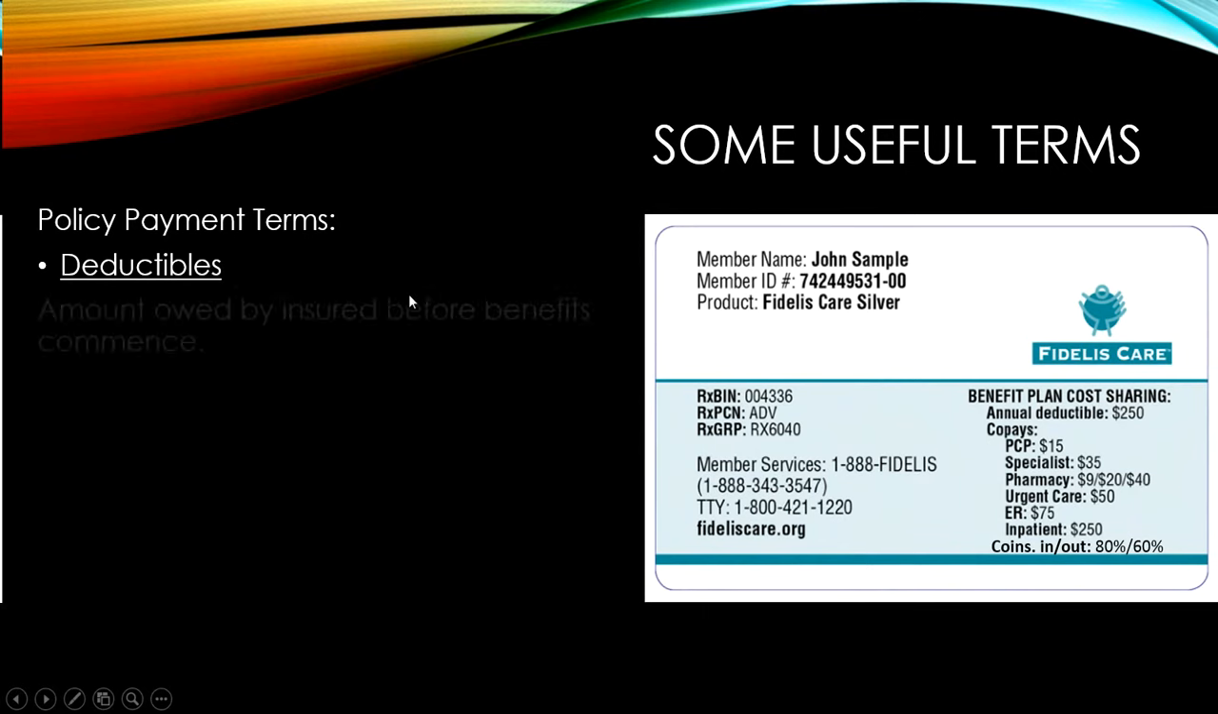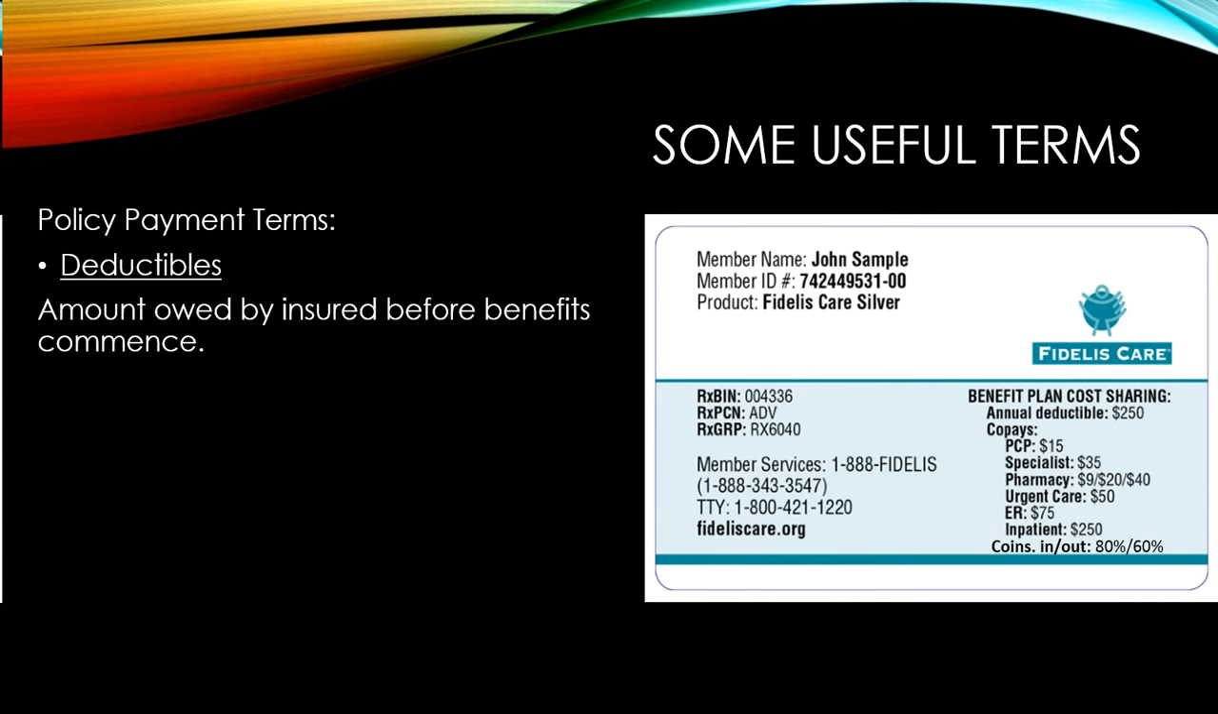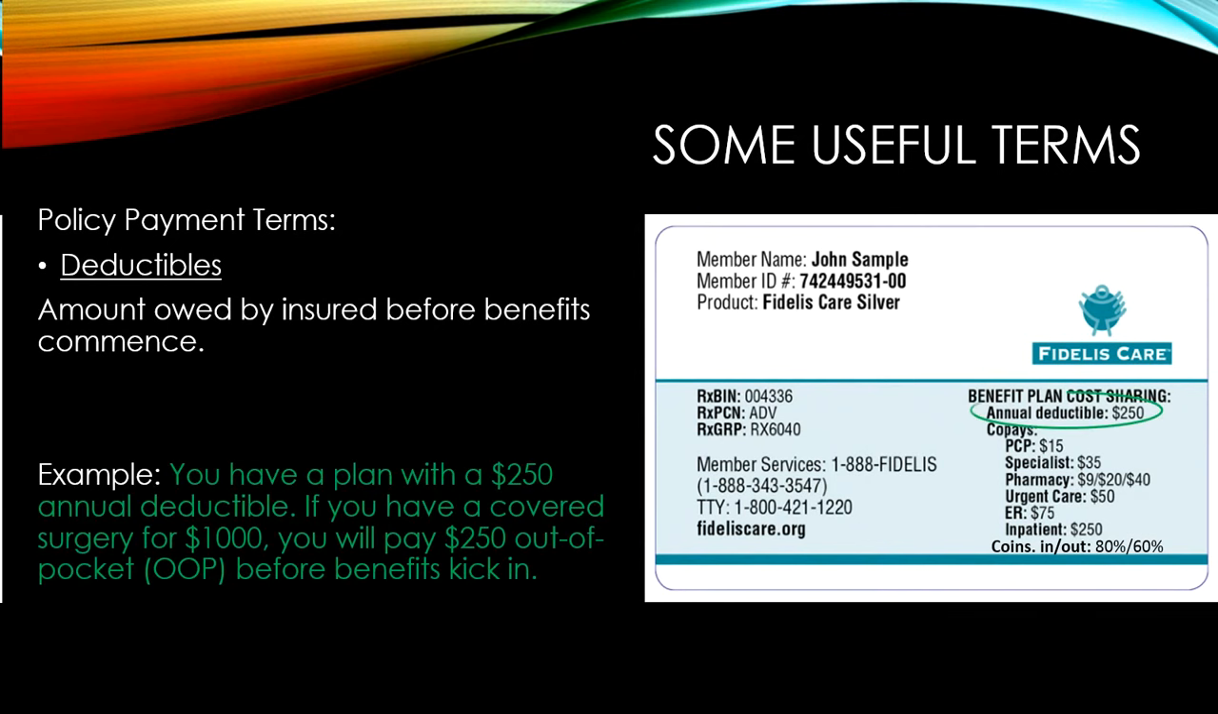Well, a deductible is the amount owed by the insured, that's you, before any benefits come from the policy. So before you get any insurance payments from the insurance company, you have to pay up to your deductible. So what is it on this card? A $250 deductible. That means that you have to pay $250 before any insurance kicks in. So if you have a surgery for $1,000, you're going to pay $250 straight up before any insurance kicks in. The next $750, now you have some insurance on that.